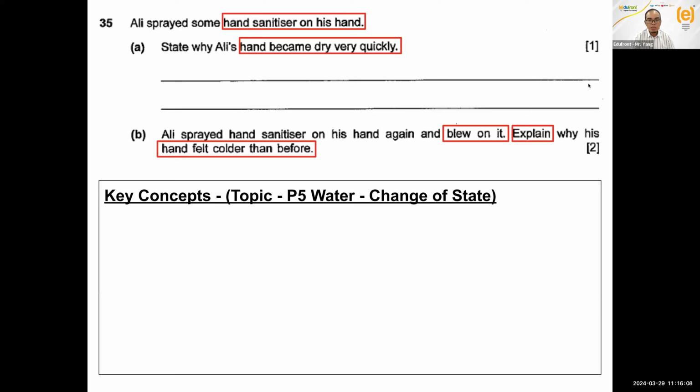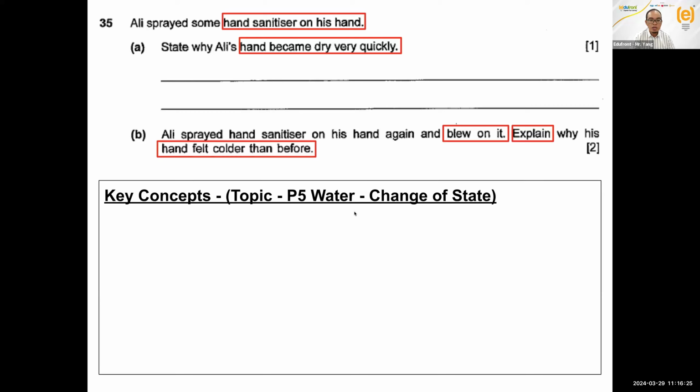Because you guys learn from P3 to P6, right? In your PSLE, P3 to P6 topics will be covered. And there are many topics, maybe about 20 to 30 topics, right? From P3 all the way to P6. So you must be able to identify the correct topic.